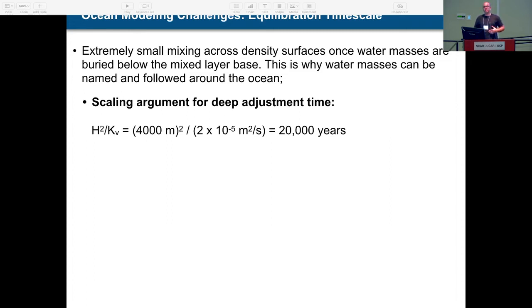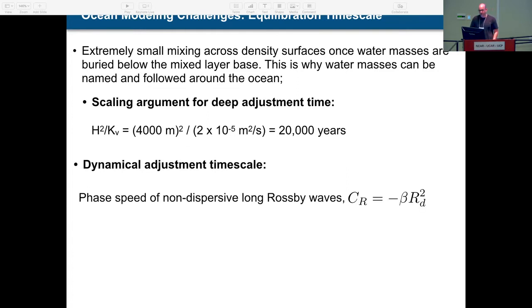Another challenge is that because in the deep ocean there's little mixing, you can use a simple scaling argument to estimate how long it will take for the deep ocean to equilibrate. If you take the typical vertical scale of the ocean, the typical depth of the ocean on average is about 4,000 meters, you square that, and divide by the typical vertical diffusivity used, you get 20,000 years. So that's approximately how long it would take for the deep ocean to equilibrate. That's a lot of time.